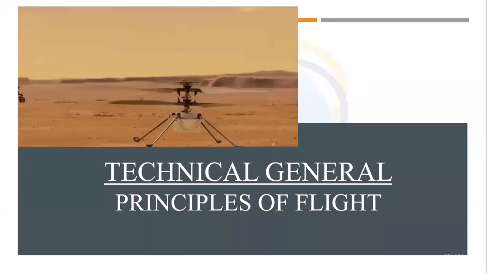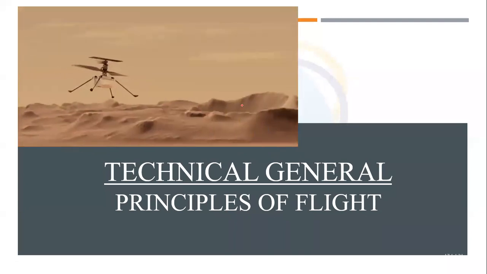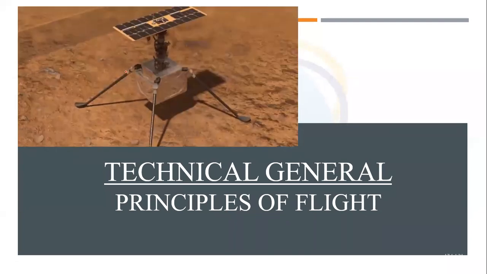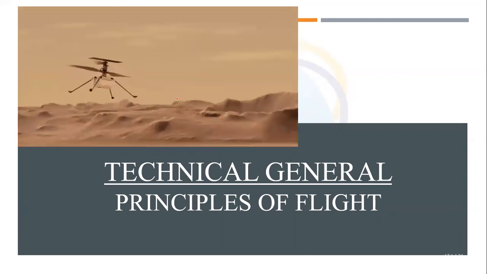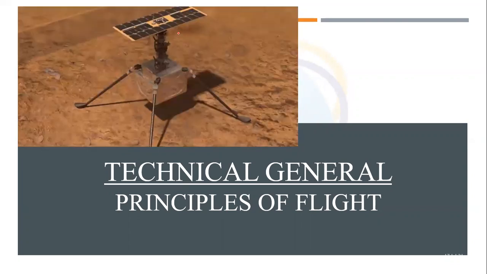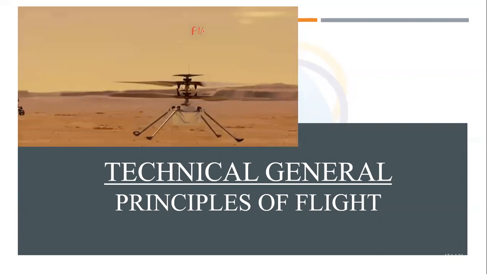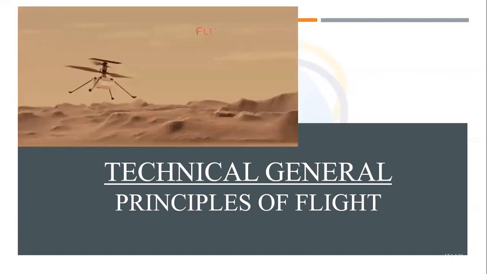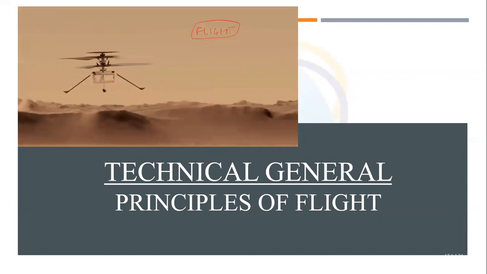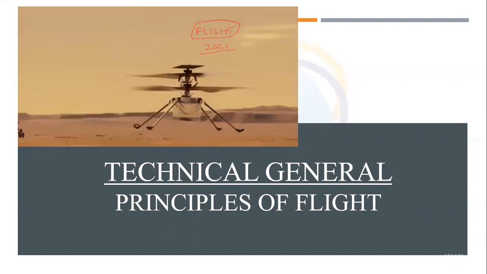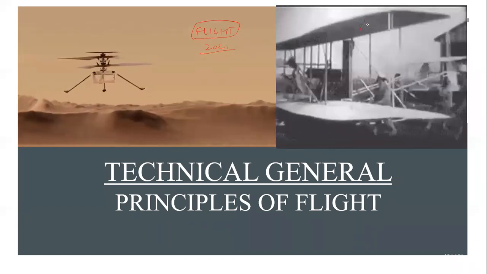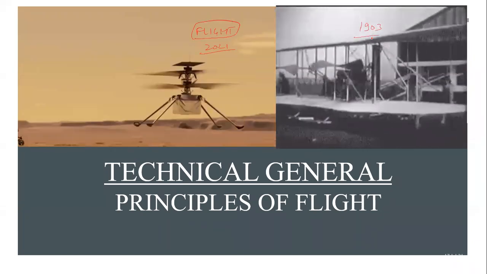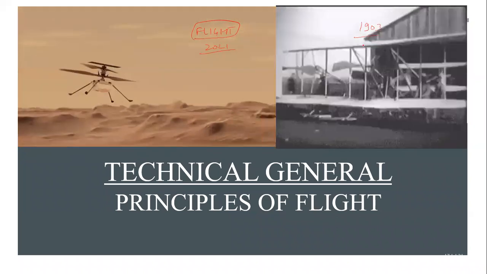So we all know what is happening in the left video right now, because every one of you knows this is the Mars planet and this is the Ingenuity rover, which is the first rover which was able to achieve flight on Mars. Once the flight was achieved on Mars in 2021, we actually saw on the right side the video from 1903, where the Wright brothers pulled off the first flight on Earth.